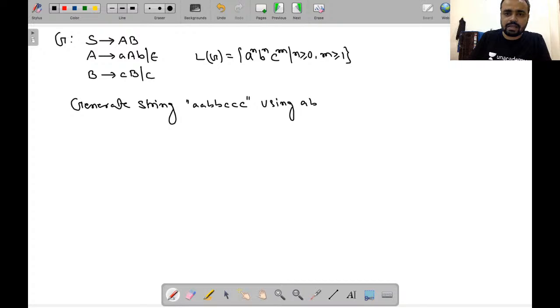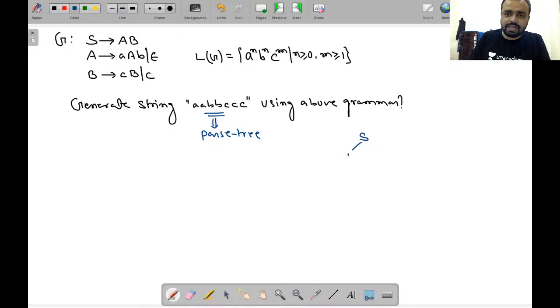Using the above grammar, what is the fundamental approach of generating this string? We basically generate the string with the help of a parse tree.